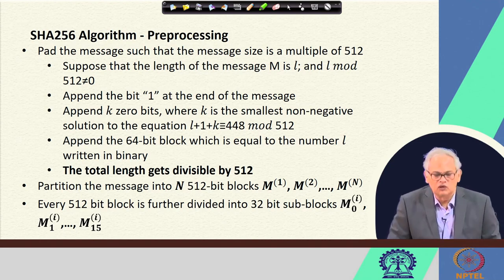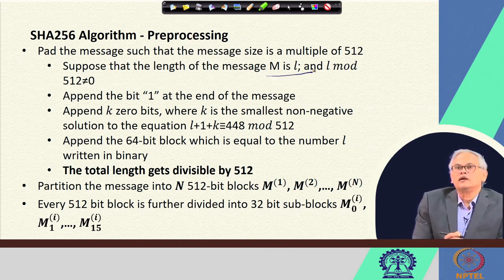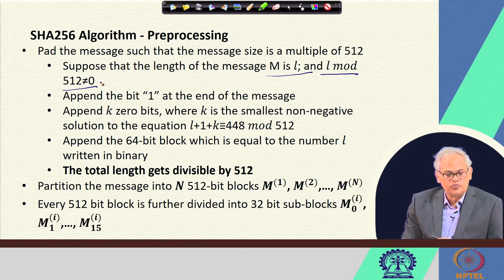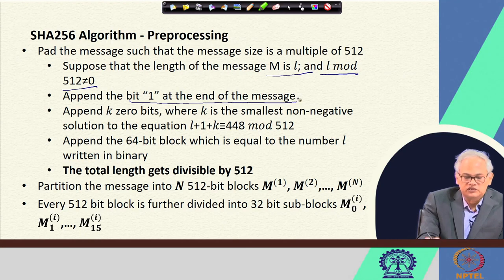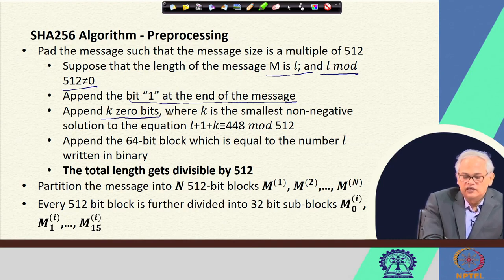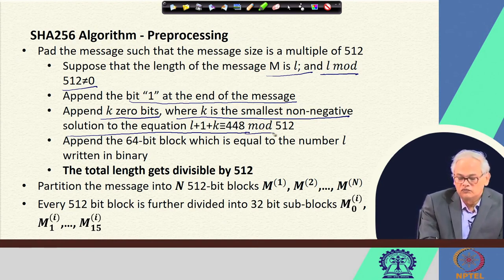If the length of the message m is L, and L is of course not a multiple of 512, meaning L mod 512 is not 0, then we append the bit 1 at the end of the message, and then we append k number of 0 bits, where k is the smallest non-negative solution to the equation L plus 1 plus k is equal to 448 mod 512.